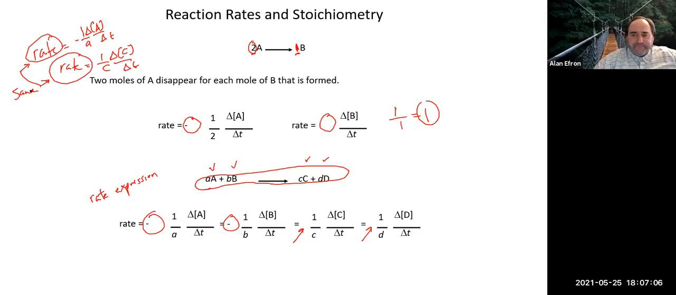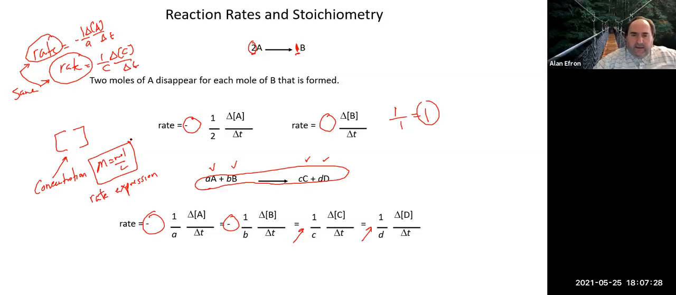And that's why if you just know one piece of information, you really can figure out how everybody else is changing. I think we talked about it before, but just to remind everybody, when we do this bracket, that does mean concentration, and usually means molarity, which is moles per liter.